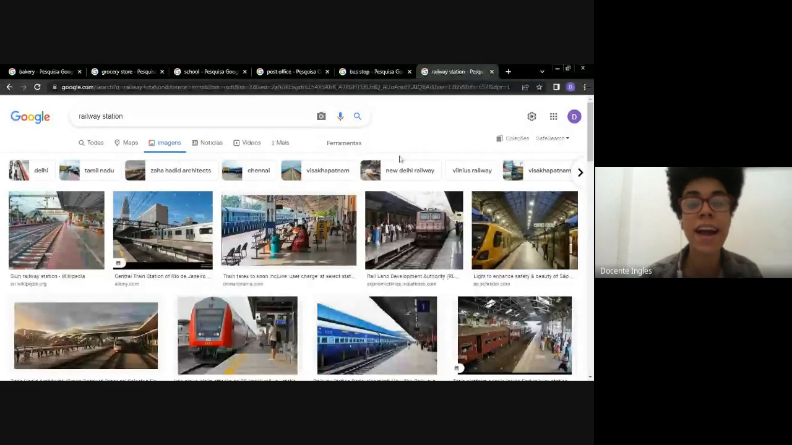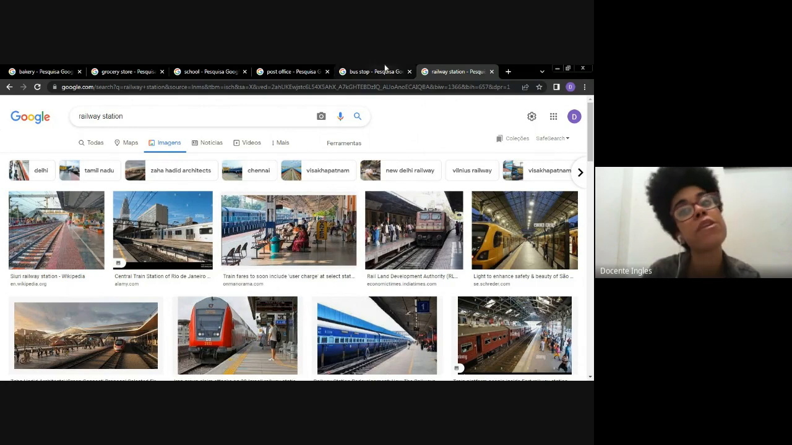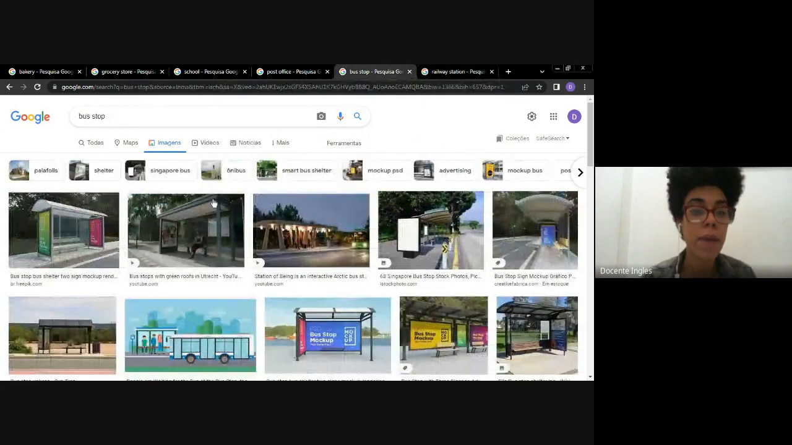So let's see. Here we have all the words that we found in the transcript. So let's see. Railway station. Do you see the pictures? Do you get it now? Do you use the train to go to work, to go home? Maybe you do. I don't know. Bus stop.